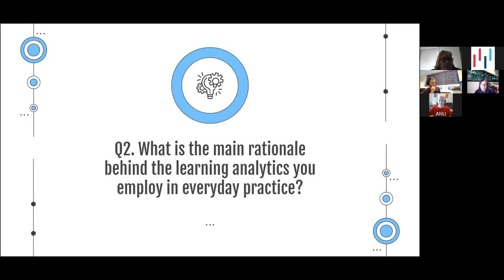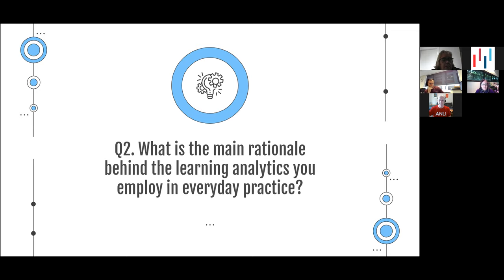The second question is, what is the main rationale behind the learning analytics that you're employing in everyday practice? If we're going to look at what is ethical in terms of the use of this data for the purpose of learning analytics, we really need to understand why you're doing what you're doing. What is it you want to get out of it? Is that a relevant and reasonable thing to be asking? So again, work out what those examples are and then why you are doing that particular form of learning analytics.